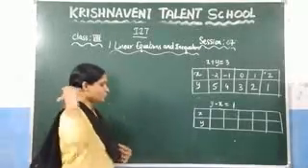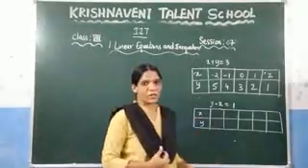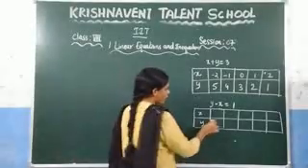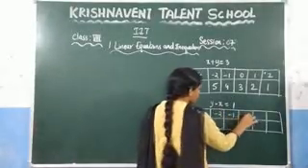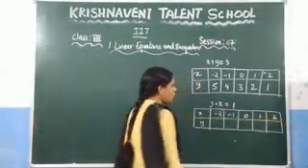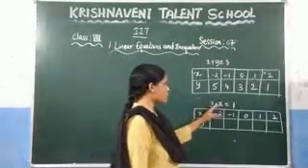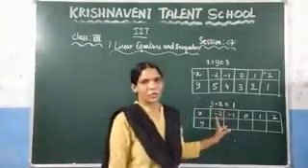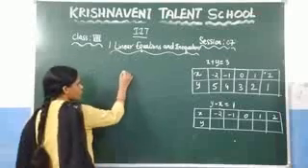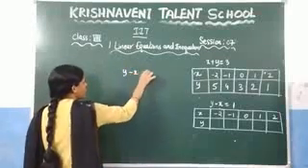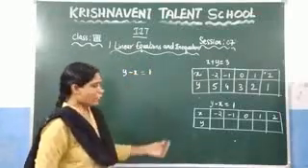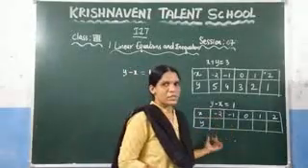Similarly here, consider some values of x. Let us consider the value of x as minus 2, minus 1, 0, 1, 2. Now substitute in place of x these values and find the value of y. So what is the equation we know here? y minus x is equal to 1. Now if x is equal to minus 2, what is the value of y?